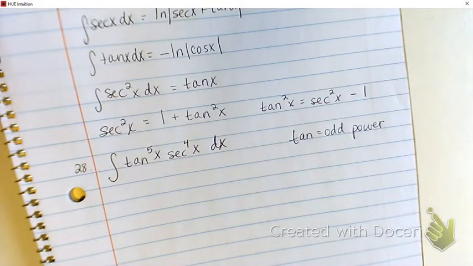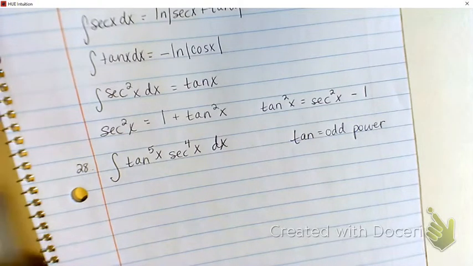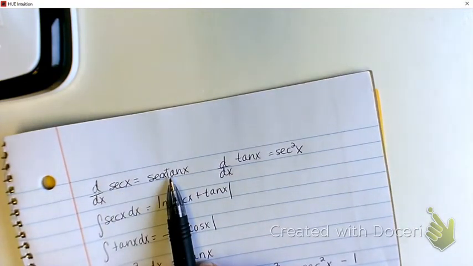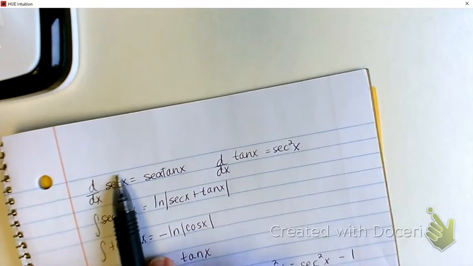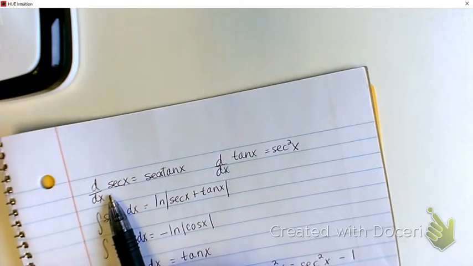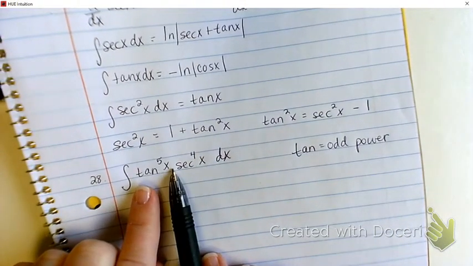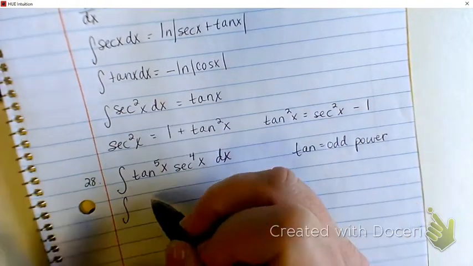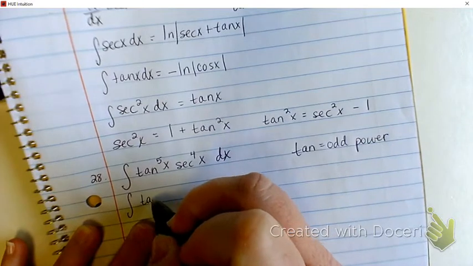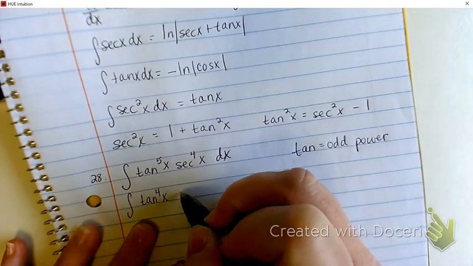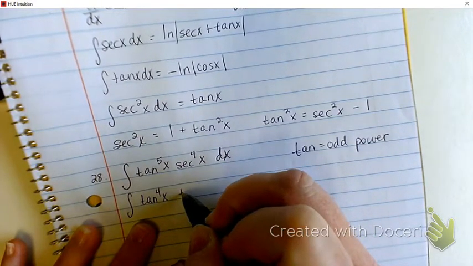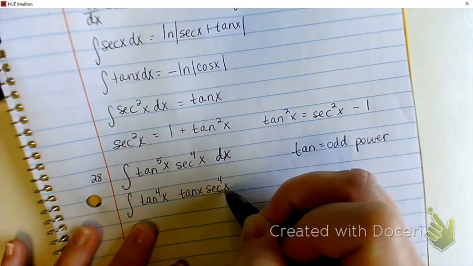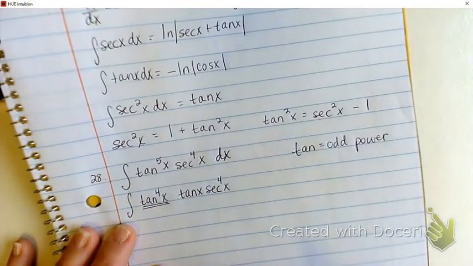The reason you want to save a secant tangent factor is because we know that the derivative of secant is secant tangent. So we're going to let secant be u at some point. So we have to save a secant tangent, and it says convert everything else to secants. So we have tangent to the 4th of x, we have a tangent that we're saving, and we're not going to worry about this secant right yet, but this part is the part we're going to change.